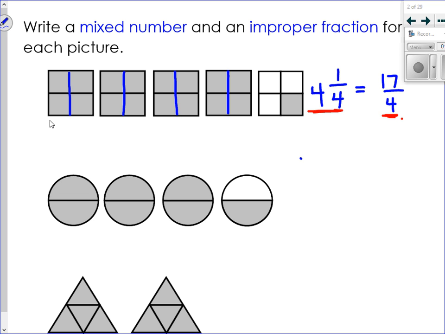Okay, look at the second diagram. In the second diagram, I see 3 wholes and 1/2. So I have 3 1/2 circles shaded. Now if I look at just the halves, I see that I have 2, 4, 6, plus 1 more half, that's 7 halves all together. So the improper fraction is 7 halves. The mixed number is 3 1/2, but they mean the exact same thing. They name the exact same picture.